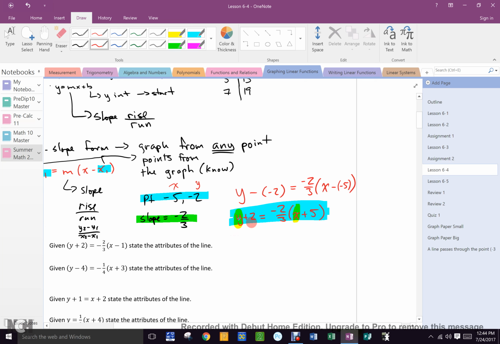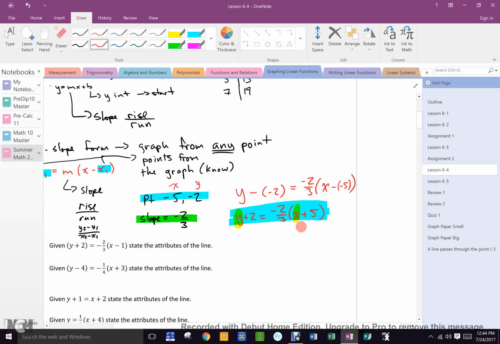-2. What's -2 plus 2? 0. Is that an x? What's that? So what's -5 plus 5? Equals -2/3 times 0. Does 0 equal 0? Does everybody see that? Okay. So that is why this form works.